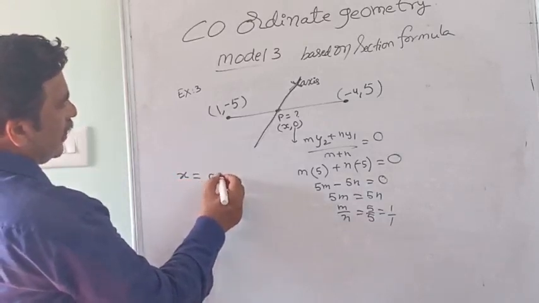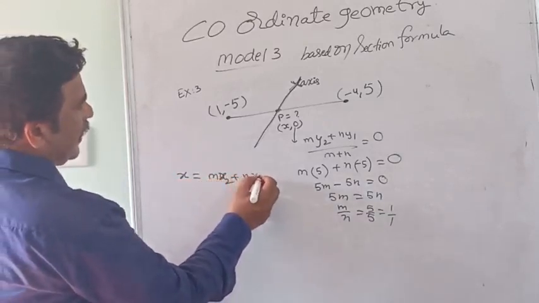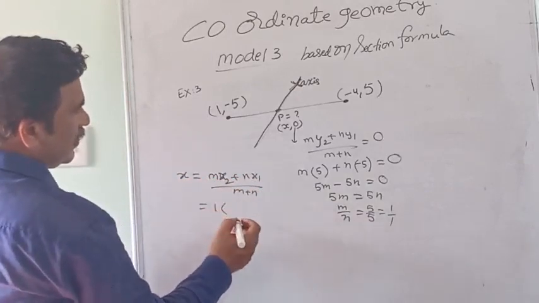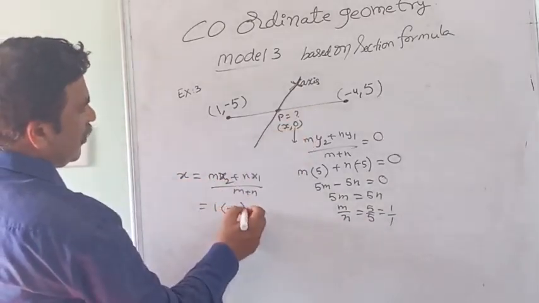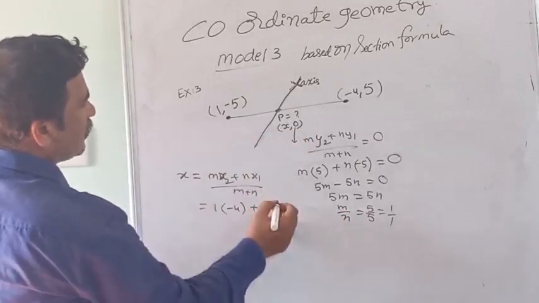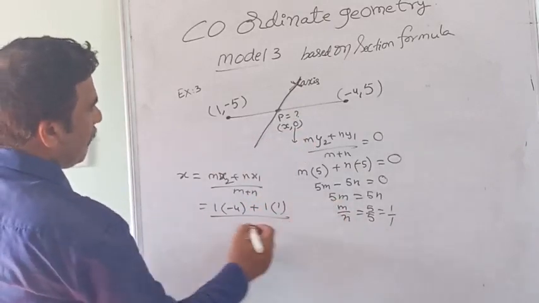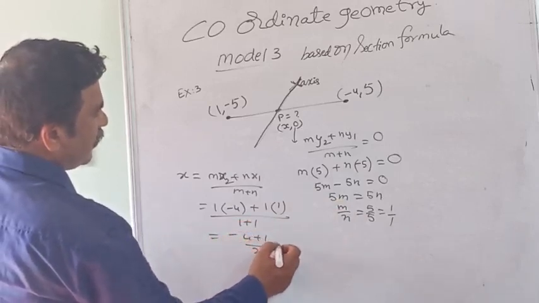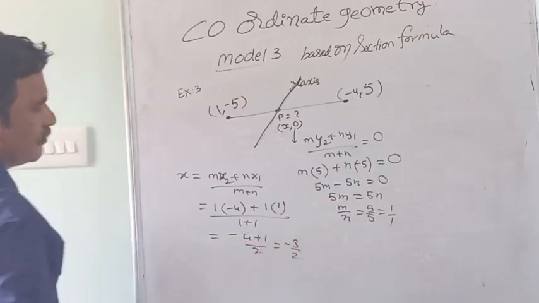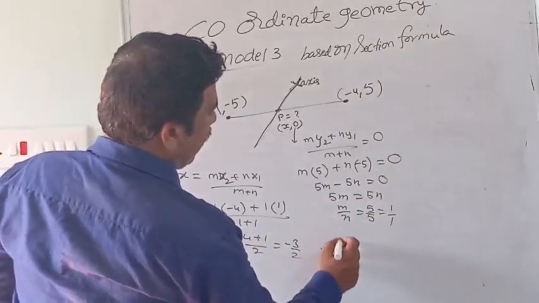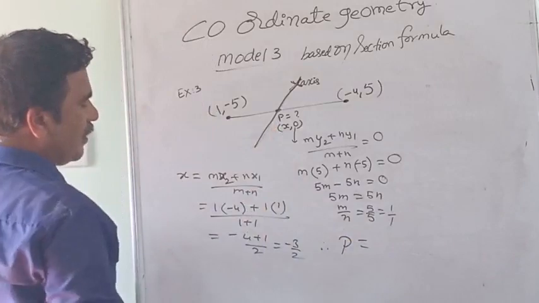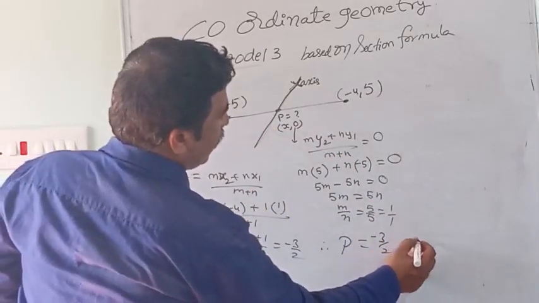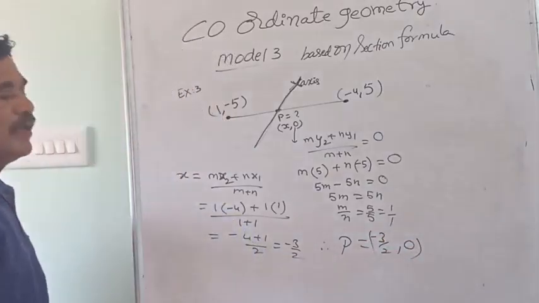After getting the ratio, we can find the x value using the x formula, that is mx2 plus nx1 by m plus n. M is how much? 1. X2 is how much? Minus 4. N is 1. X1 is also 1, by m plus n, 1 plus 1. Minus 4 plus 1 by 2, that is minus 3 by 2. Therefore, we can say the point P is x comma 0. X means minus 3 by 2. Y we already know is 0. Minus 3 by 2 comma 0.